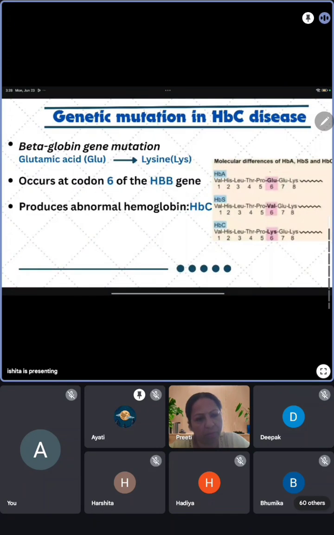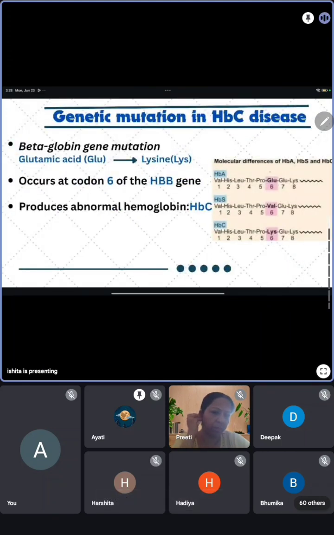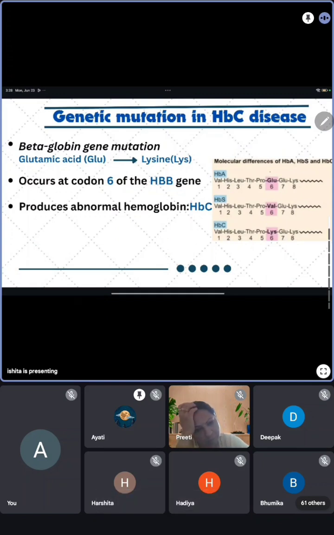Here in this diagram, we can see that the normal hemoglobin chain consists of glutamic acid at the sixth position. But in hemoglobin C disease, the glutamic acid is replaced by lysine at the sixth position. So it occurs at the codon 6 of the HBB gene, the beta globin gene. It's a single step mutation and it produces an abnormal hemoglobin, that is hemoglobin C.